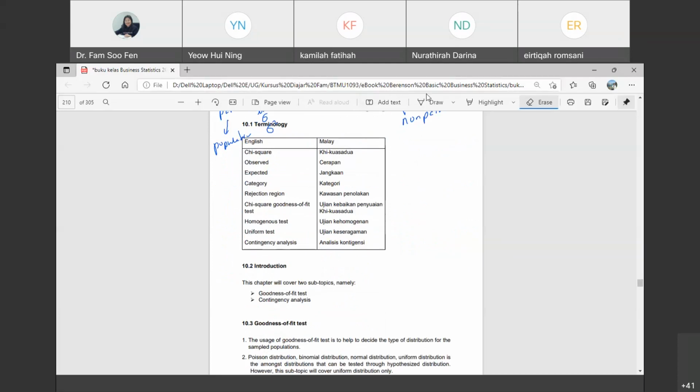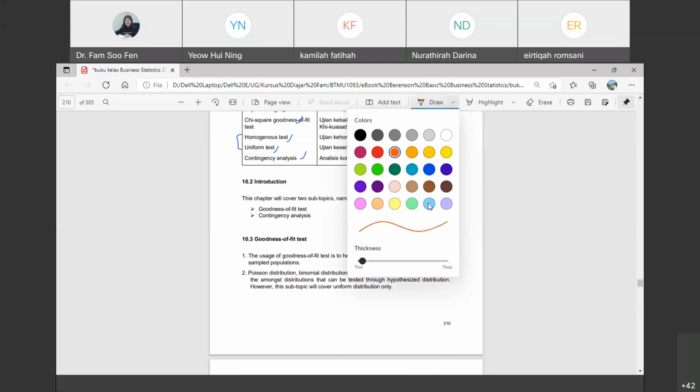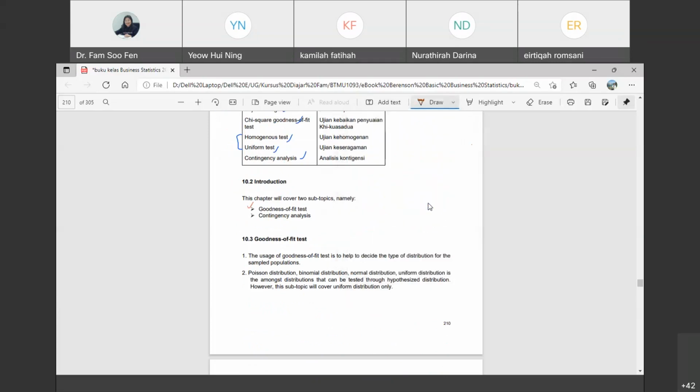Observation, expected, categories, rejection region, chi-square goodness of fit, homogeneous test, uniform test. These two are the same, right? Homogeneous or uniform test, and then contingency analysis. It means that in this chi-square itself, we are going to learn about two main subtopics. One is called goodness of fit, and the other one is called contingency analysis.